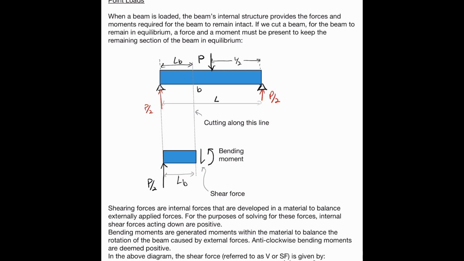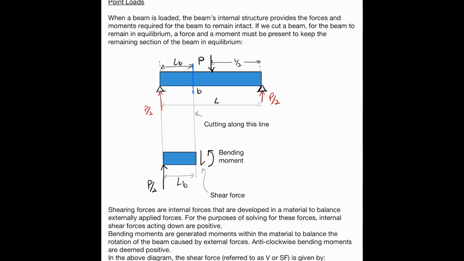If you look at this beam, you can see we have a dotted line here. That dotted line represents a cut in the beam. And why are we cutting the beam? We want to get an imaginary look inside the beam. That is why we're cutting the beam.